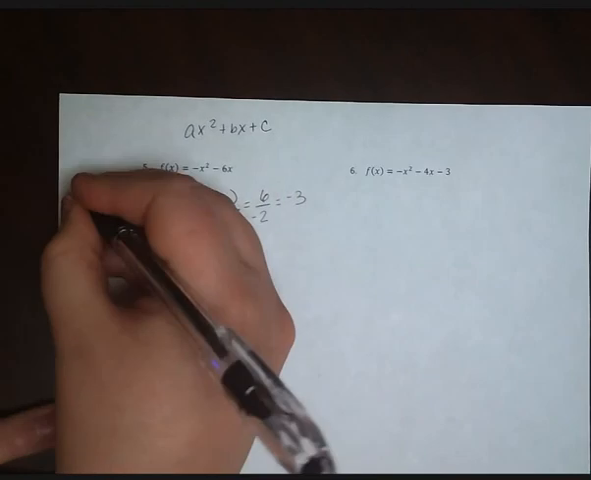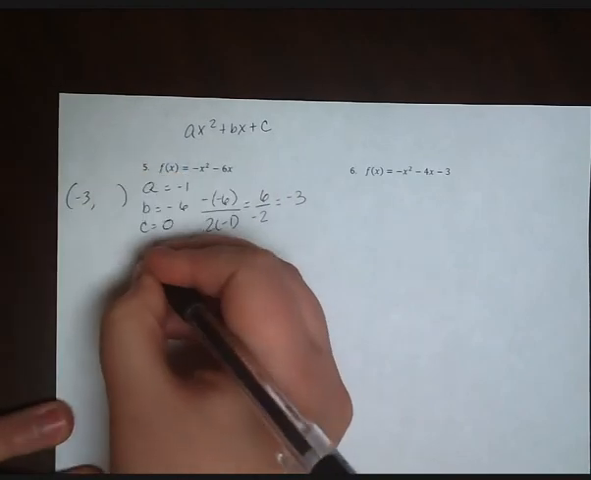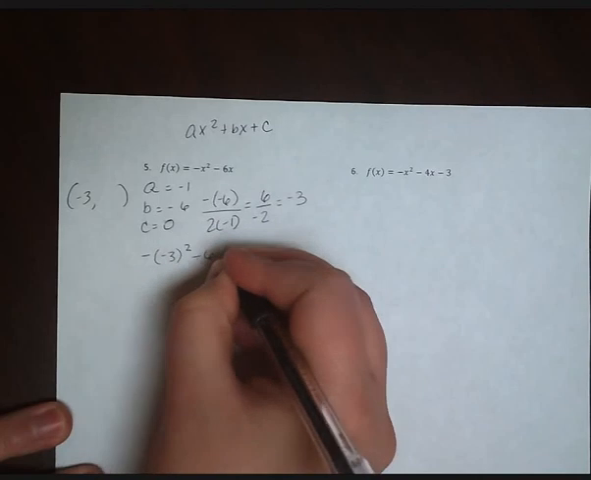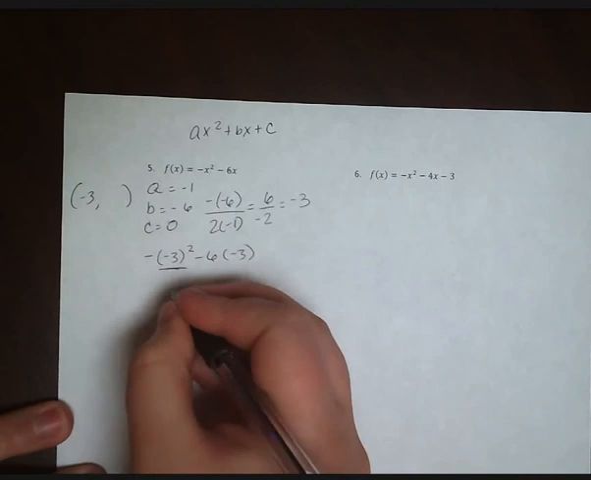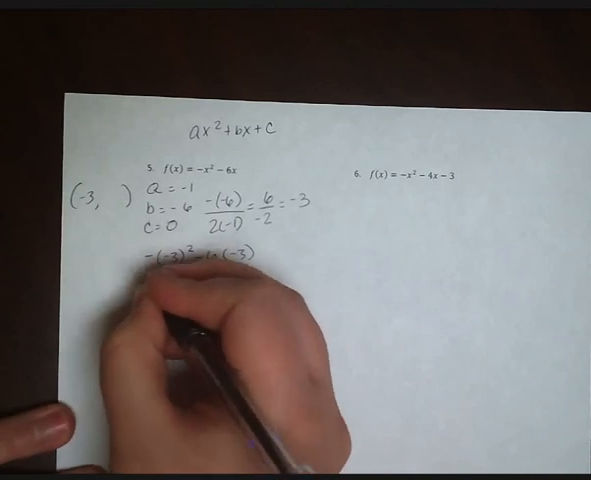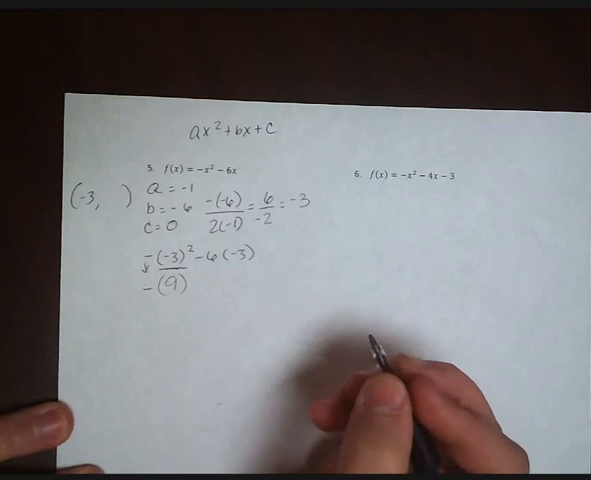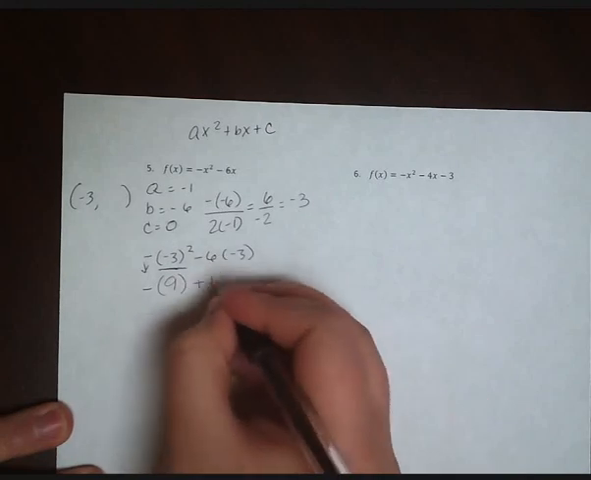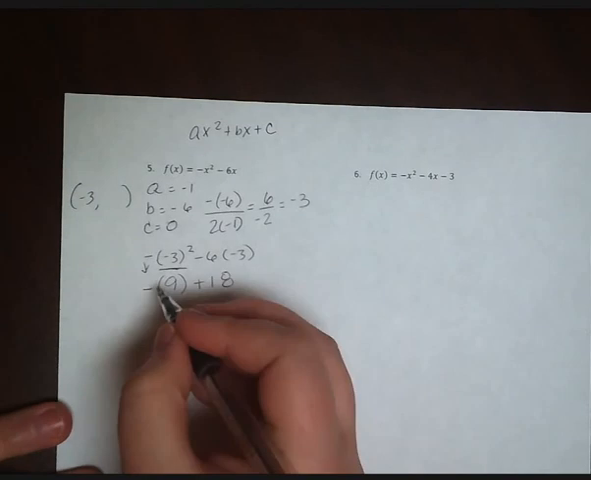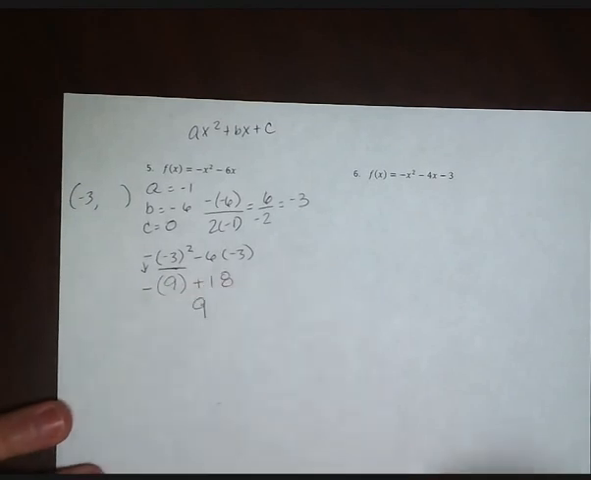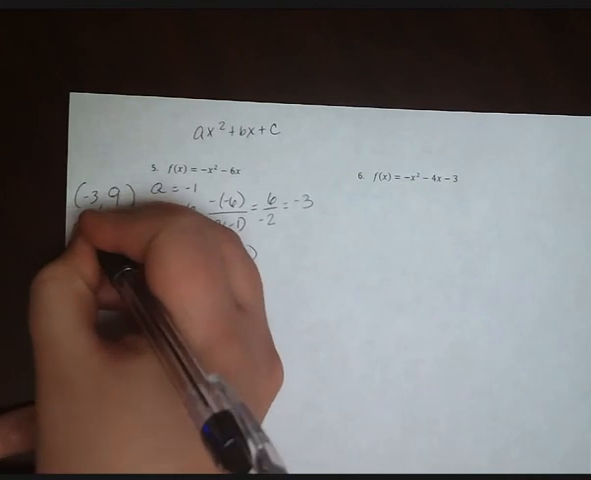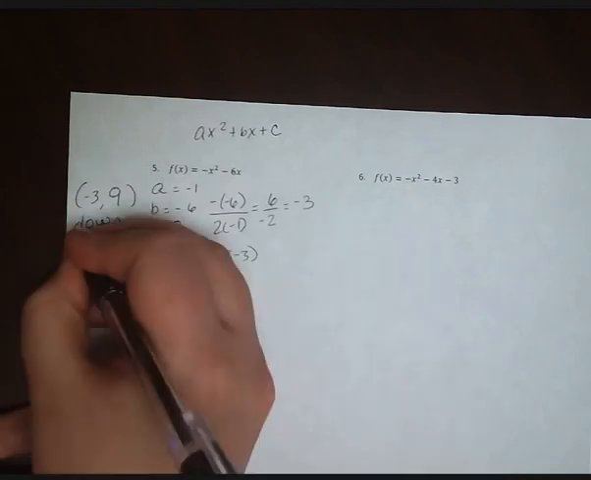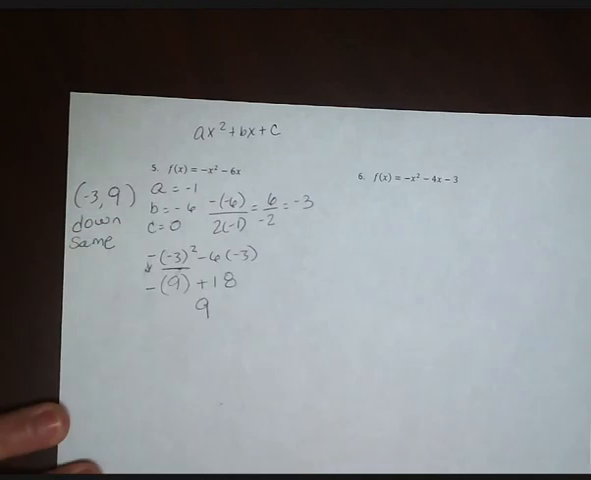And then we plug that number back into our original equation. So we have to do our exponents first. Negative 3 squared is going to give us a positive 9. Bring your negative down. And then negative 6 times negative 3 is a positive 18. So that's negative 9 plus 18 is a positive 9. So our vertex is at negative 3, positive 9. Our graph is going to face down, and it's going to be the same as the graph f of x equals x squared because it's a 1.